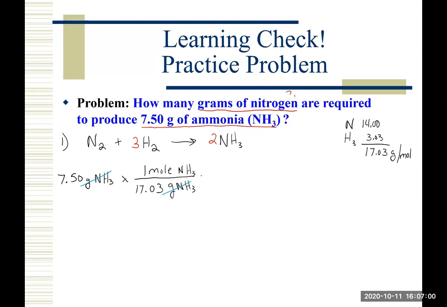We have moles of NH3, and the question is asking for grams of nitrogen, so we know we're going to have another conversion factor, and in this conversion factor, moles of NH3 is going to have to be cross-canceled, so it goes in the denominator. We can use our balanced reaction equation now to go from moles of NH3 to moles of N2. So we put moles of N2 on the top.